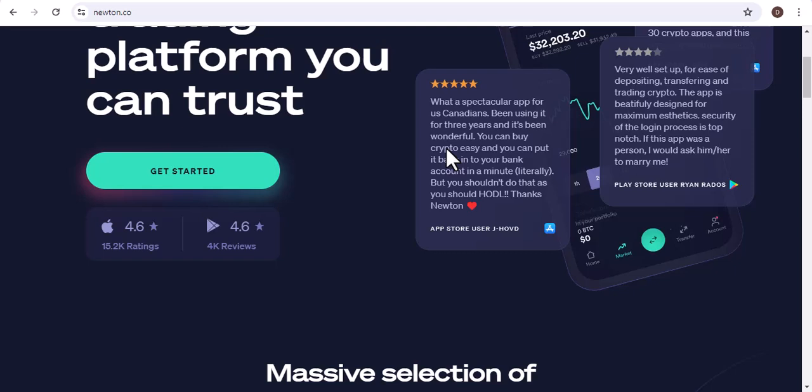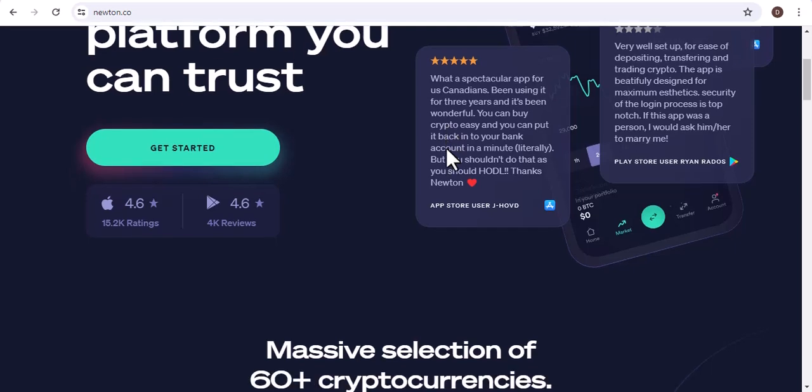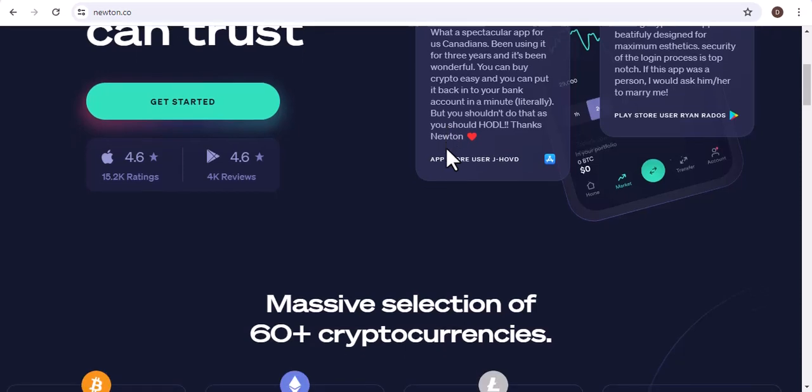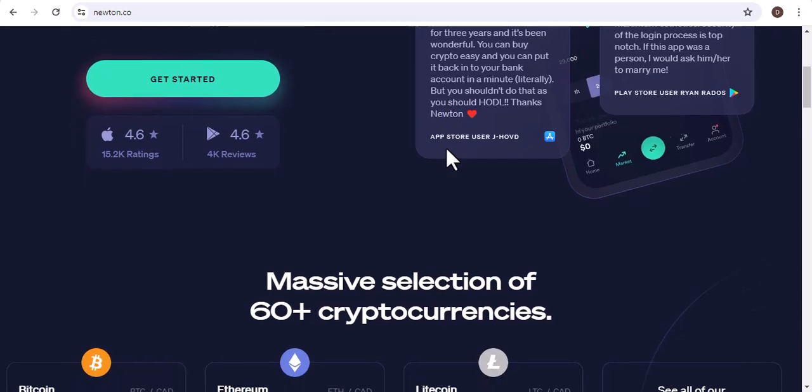Why use Newton? There are a few reasons why you might want to use Newton to buy and sell cryptocurrencies. First, Newton is a very user-friendly platform. The website is easy to navigate and the process of buying and selling cryptocurrencies is very straightforward. Second, Newton is a very secure platform. They use a number of security measures to protect your account and your personal information. Finally, Newton is a very affordable platform. They offer some of the lowest fees in the industry.